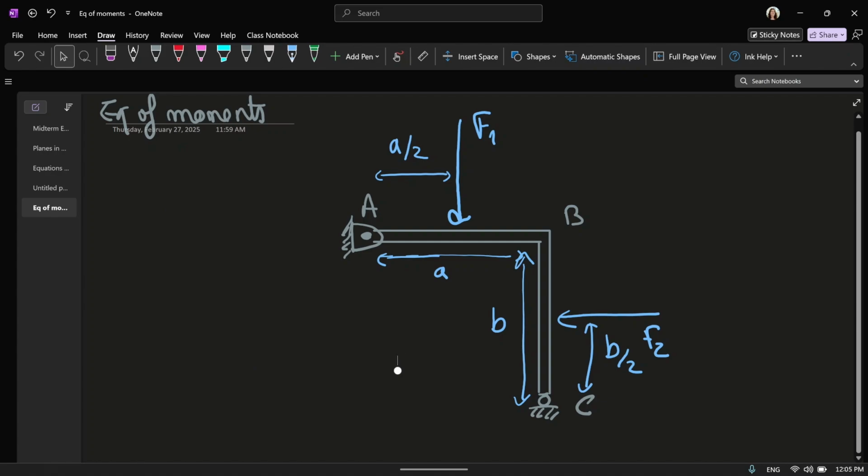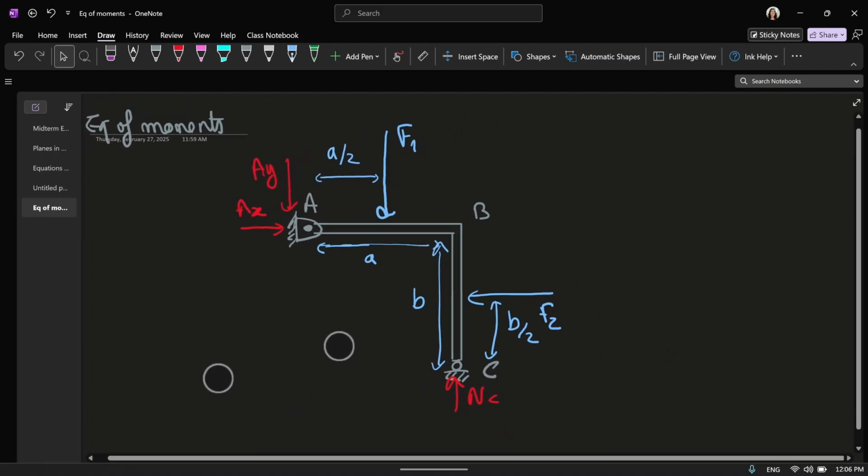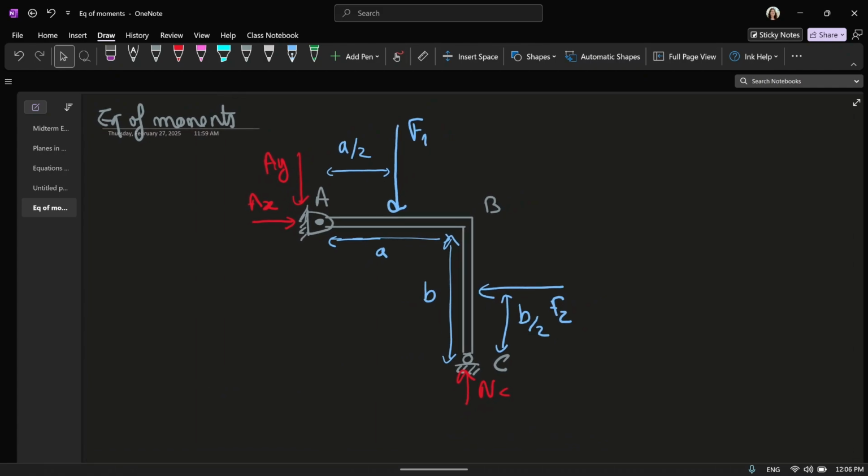We have a force AX and AY because it's a pin connection. I will make it down. You will see it will be down. Oops. And we have a normal force at C, this way. Okay. This is our free body diagram. Remember, the free body diagram is the key to solving your equations. No free body diagram or no correct diagram, no correct equations. So based on that, we have three unknowns. Three unknowns, we need three equations.